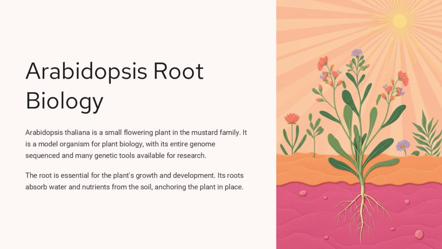In today's video, we will be sharing on plants, focusing on the model plant. Arabidopsis thaliana is a small flowering plant that serves as a model organism for plant biology research. Its genome has been fully sequenced, and there are many genetic tools available to study this plant.